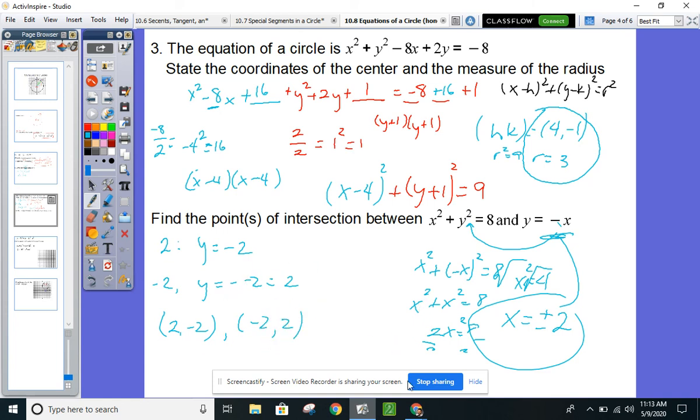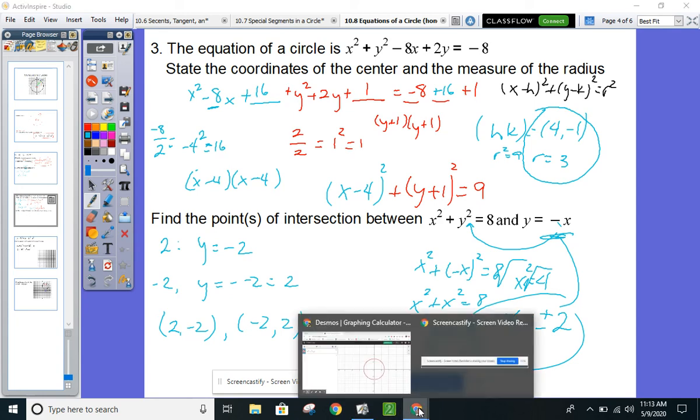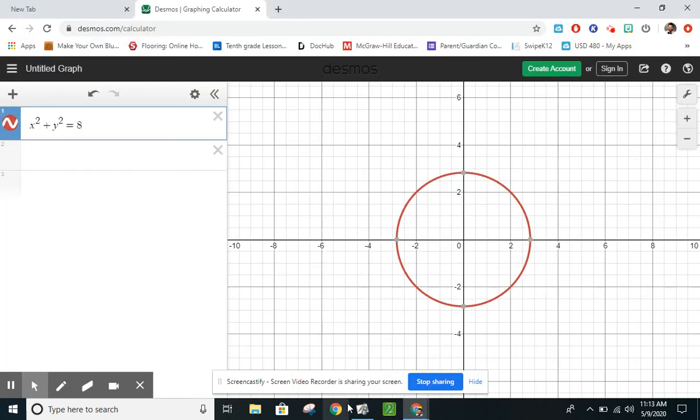Seems confusing? Well, let's try that out. Let's look at an actual picture of this. So right there. This is called Desmos.com. It's a really cool graphing calculator page. This is the equation of x squared plus y squared equals 8. That's how it looks on a graph.